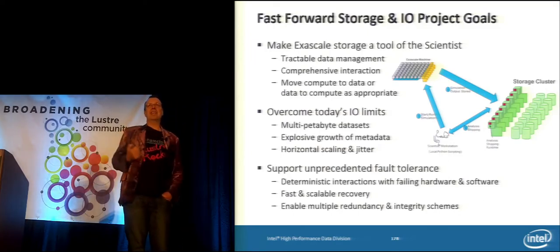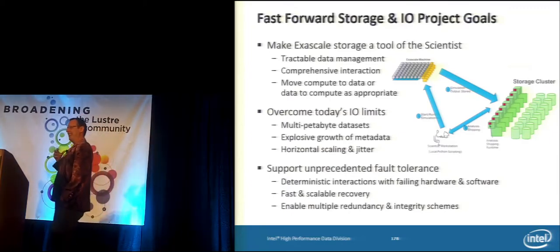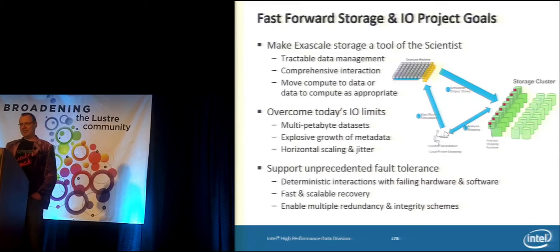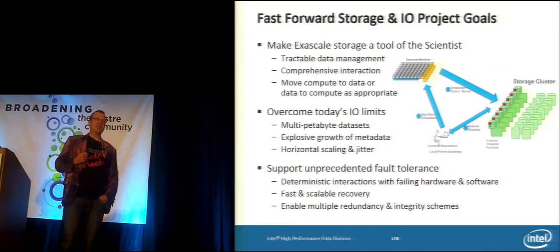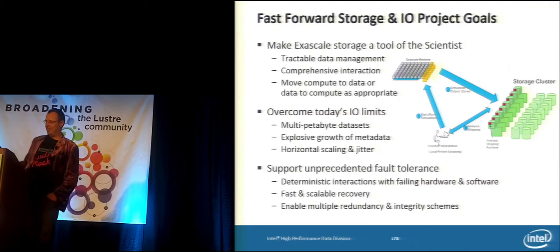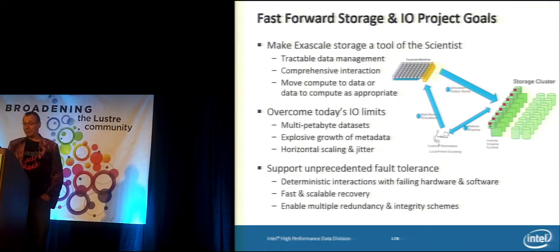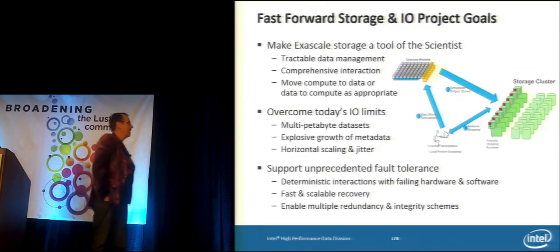And we wanted to turn data into something people loved, something people could engage with and really understand. Make data, or the I/O subsystems, a tool of the scientist instead of being some horrible thing that we don't ever want to think about. Now, to do that, there are some serious challenges to overcome.